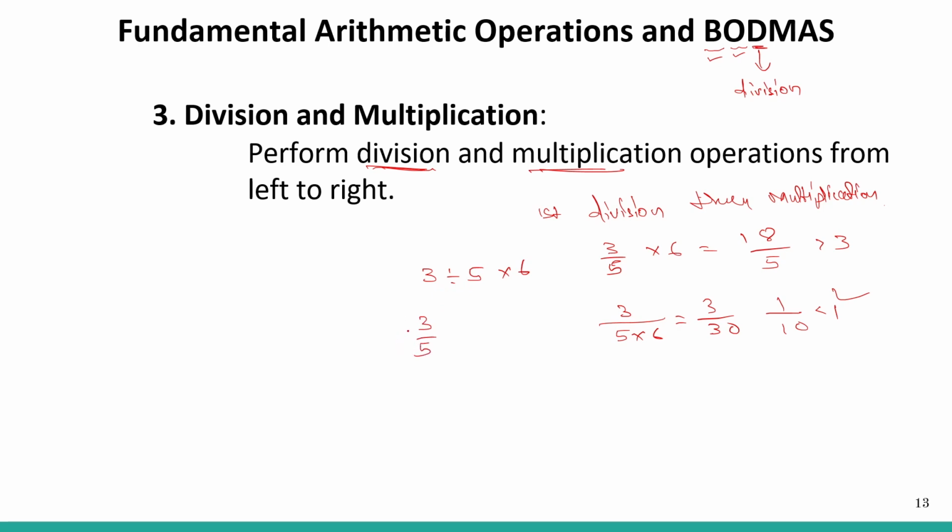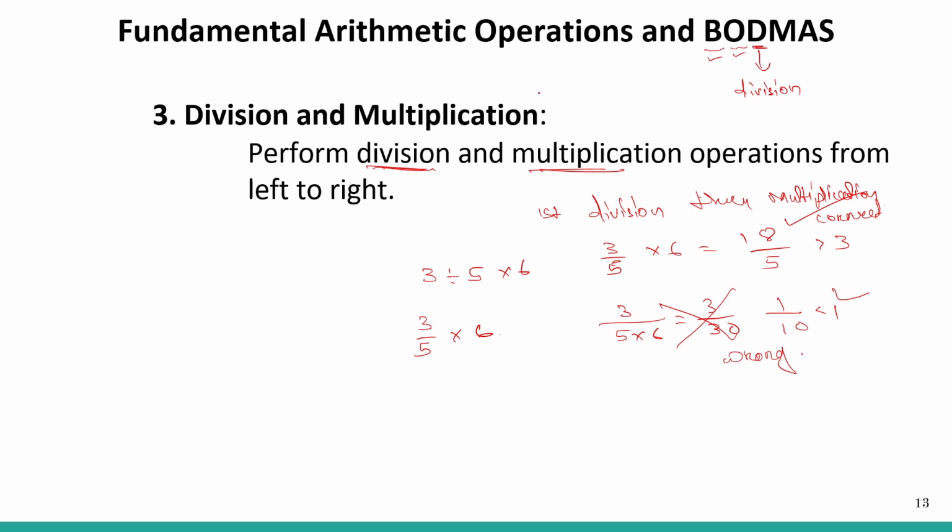First we divide 3 by 5. Then we multiply with 6, because after that we move forward to multiplication. So this will be the answer, that is 18 by 5 is the correct answer. This is the wrong answer. Okay, so let's move forward to the next part.